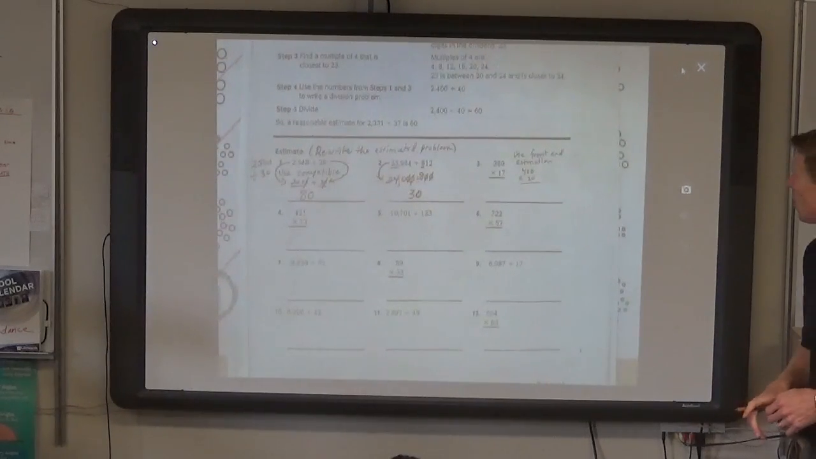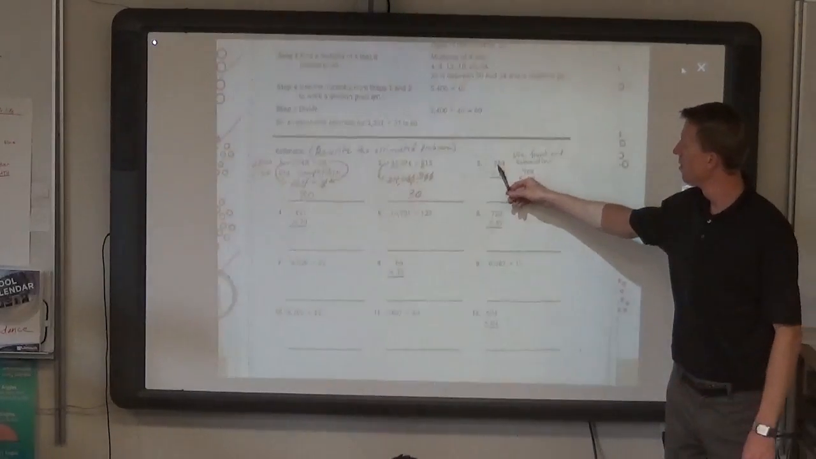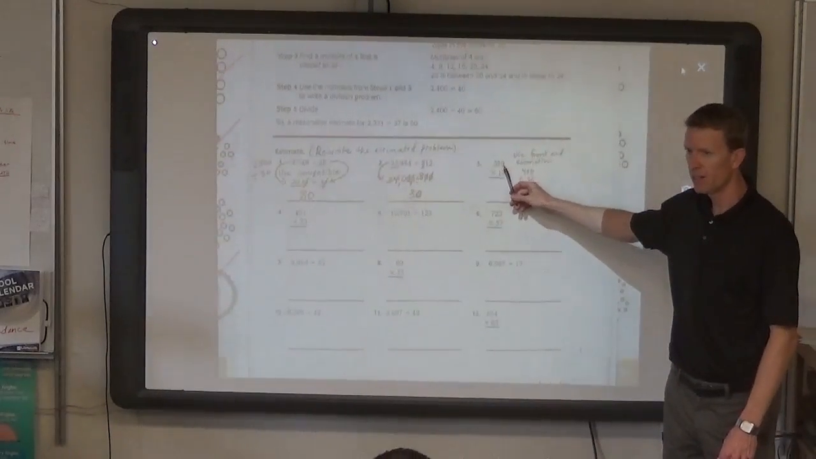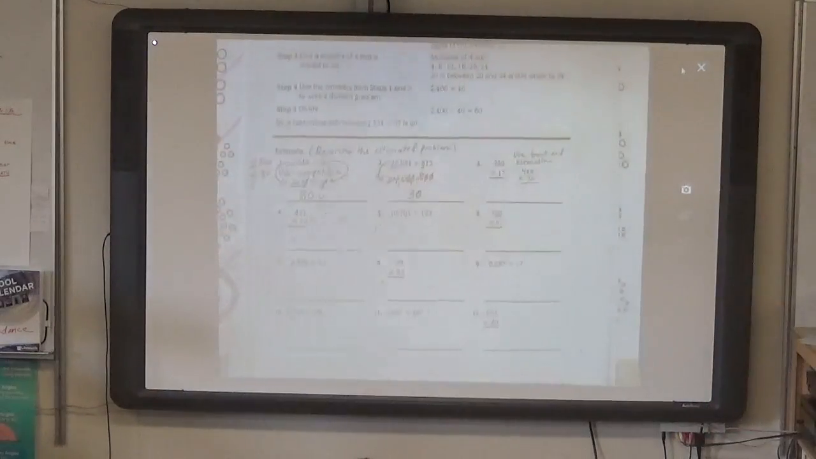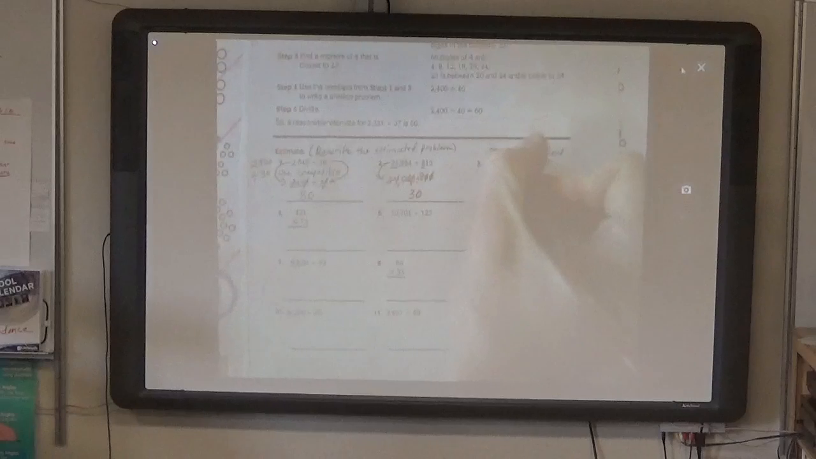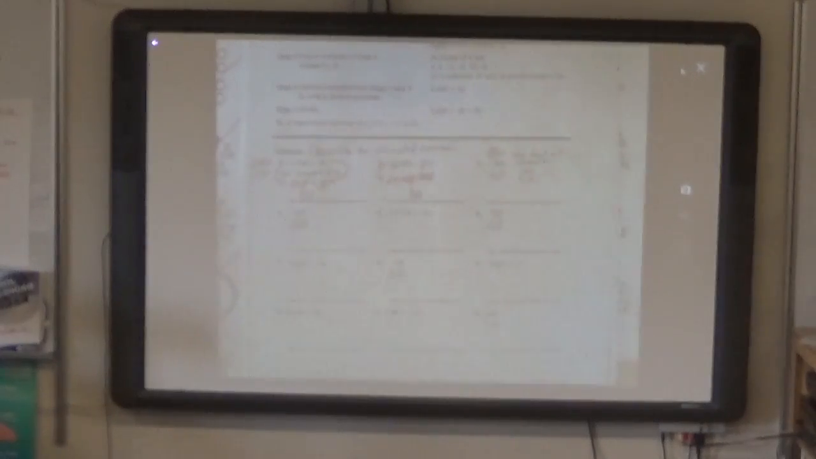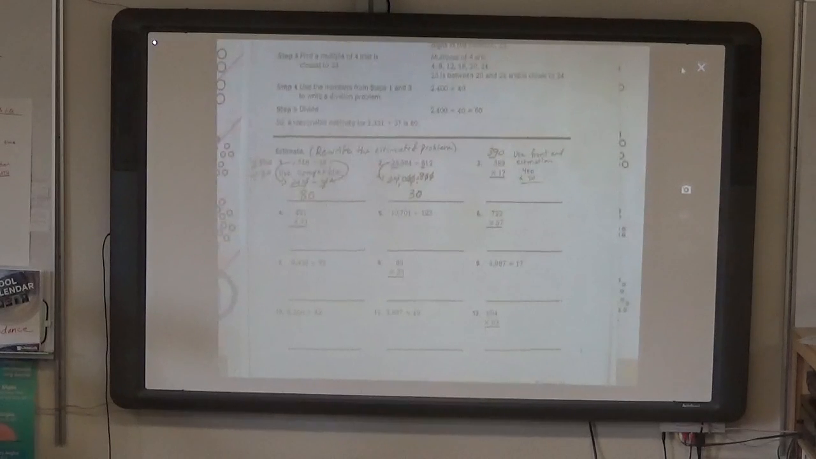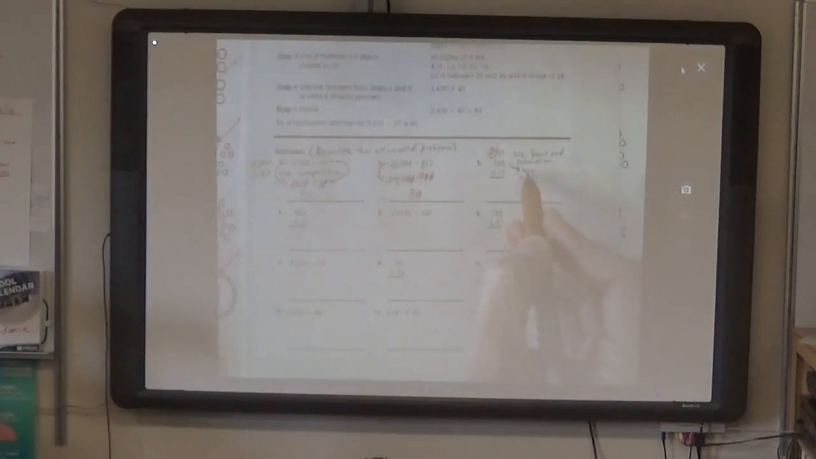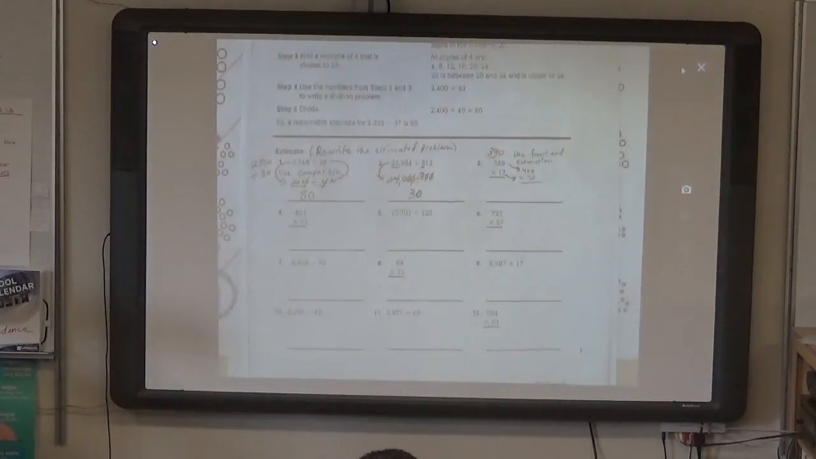So, for example, 389. We could round 389 to 390, but the digits 39 are not easily multiplied, are they? That's not a basic fact that we've learned. So, that's why 400 makes more sense. Okay? Because 400 is easy to multiply, and 17 could be rounded to 20, because we can multiply the digits then.